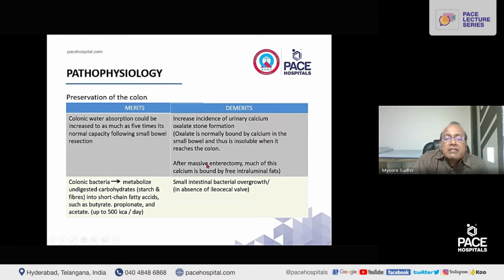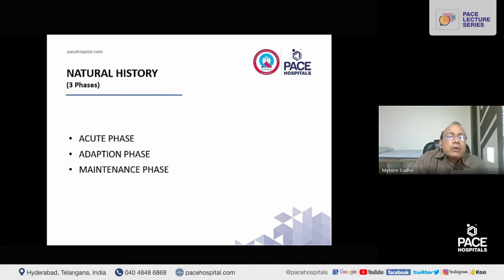And after massive enterectomy, this calcium is bound by free intraluminal fats. Now, by preserving the colon, what happens? I told you, colonic bacteria metabolize undigested carbohydrates into short-chain fatty acids such as butyrate, propionate, and acetate. Whereas if the colon is removed, small intestinal bacterial overgrowth occurs in the absence of the ileocecal valve. So there's a lot of interplay depending on the presence of the colon, and the presence or removal of the IC valve.